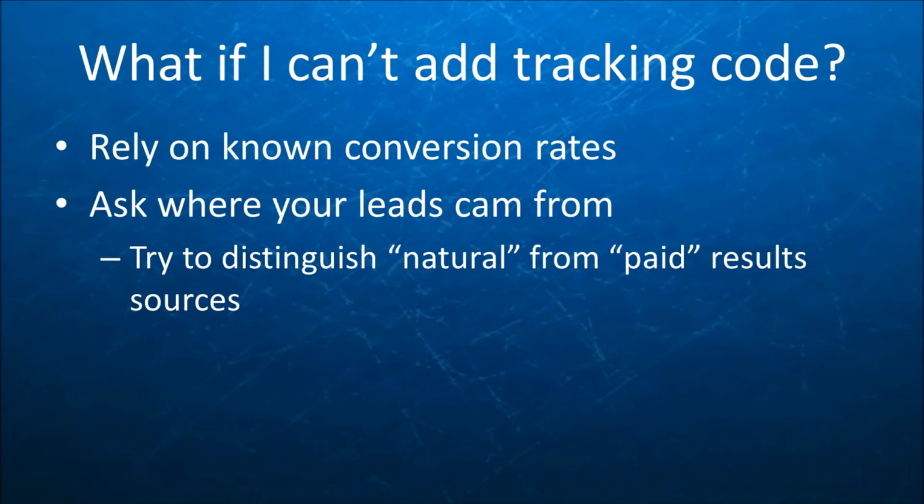You can rely on known conversion rates like the 2 to 5% that I mentioned earlier and try to track how many of your conversions are coming through an online source. Or really, when customers come in and talk to you, try to ask them where your leads came from. And it's important to distinguish natural from paid search results. But these two options are really pretty terrible and have proven to be incredibly unreliable. And to a certain degree, you just have to trust that your PPC campaign is working, which is not ideal, but to a certain degree, if you can't make changes to your website, it might be your best option.